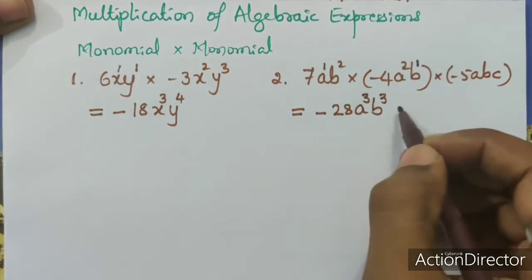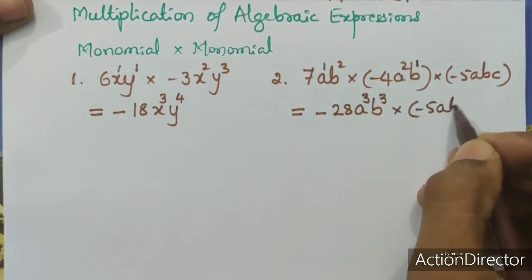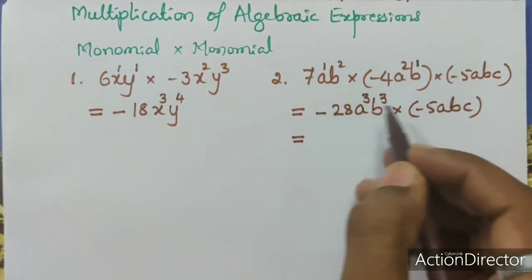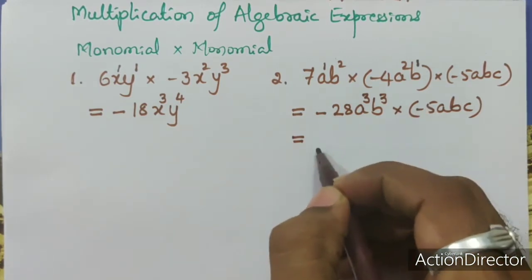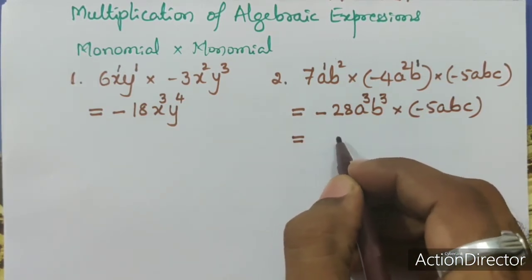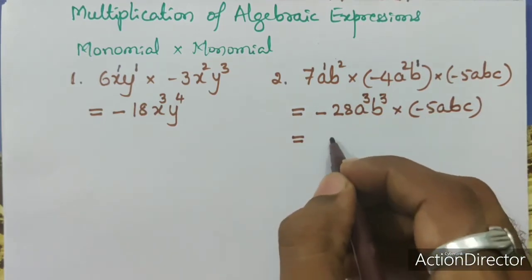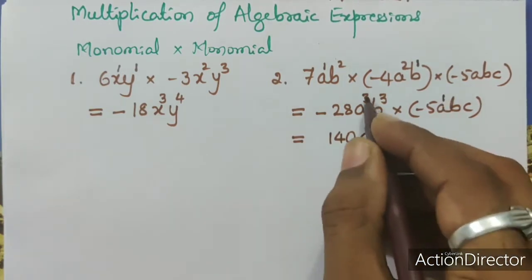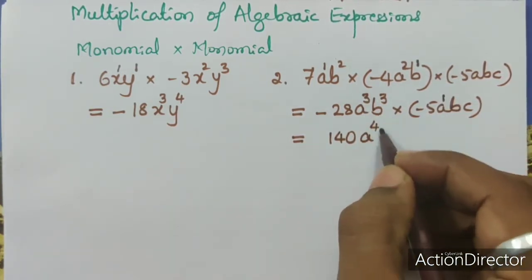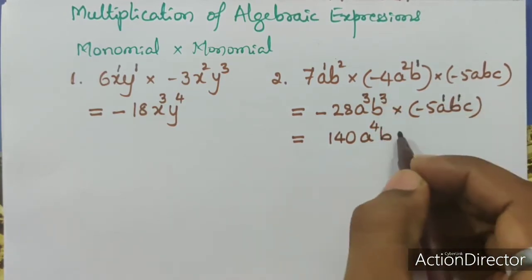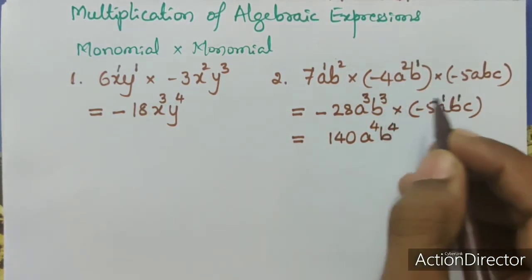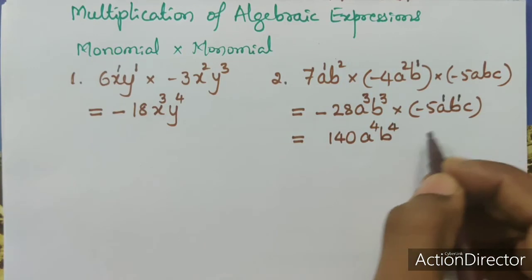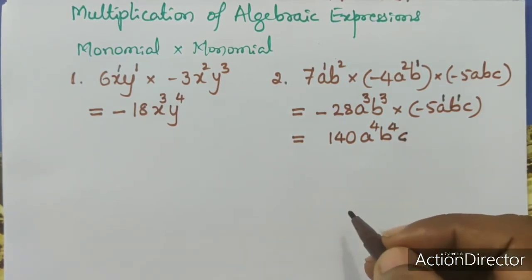So the first two are multiplied. Keep the last one as it is, and in the next term we will again multiply. The procedure is the same. First sign into sign, minus into minus, plus, but if you do not write it, it is understood. Then number into number, 28 into 5, 140. Then a cube and a raised to 1, which means a raised to 3 plus 1, 4. Here b cube and b raised to 1, which means 3 plus 1, b raised to 4. Here you don't have a c term, whereas there is a c term, so keep the c as it is. That is your answer.